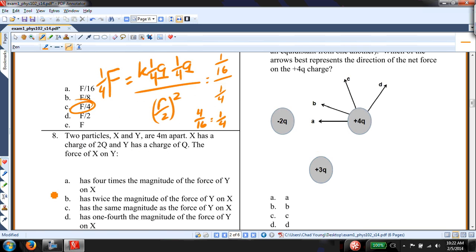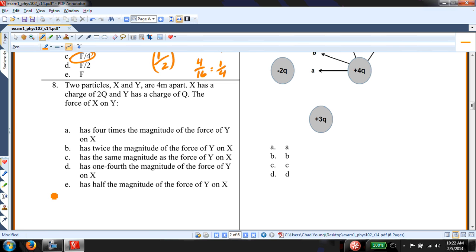Two particles, X and Y, are 4 meters apart. X has a charge of 2Q, and Y has a charge of Q. So I have 2Q and Q. The force of X on Y, this is the X force, this is the Y force. How does it compare? Is it 4 times the magnitude, twice the magnitude, the same, 1/4, or half the magnitude? It doesn't really matter about the distances or the difference in the charges. They're always going to have the same magnitude. Newton's third law, or also from Coulomb's law.